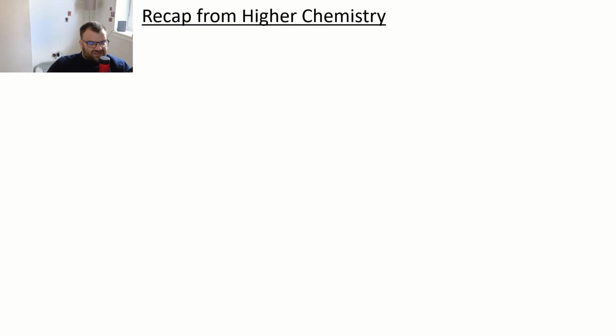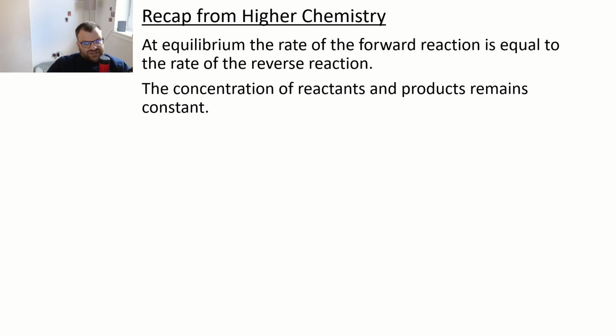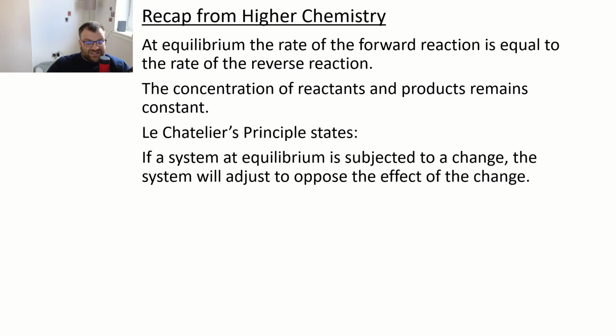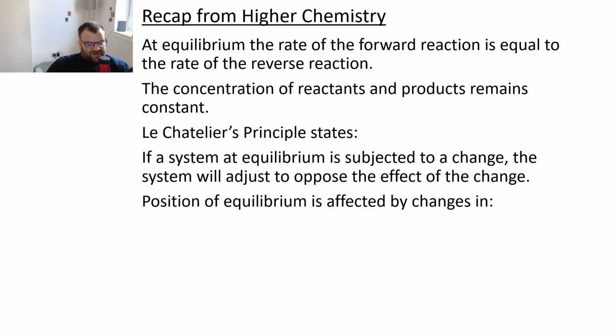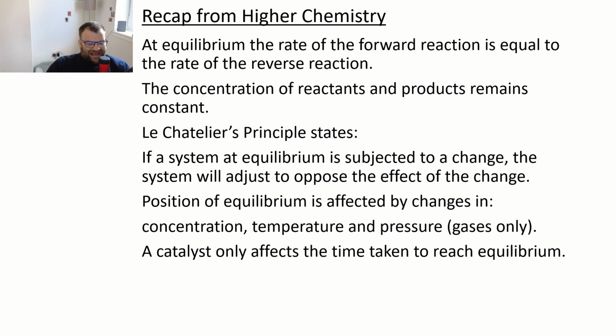Some of the key points that we need to know from that include: at equilibrium, the rate of the forward reaction and the rate of the reverse reaction are equal, and the concentrations of the reactants and products remain constant. Le Chatelier's principle states that if a system at equilibrium is subjected to a change, the system will adjust to oppose the effect of the change. The position of equilibrium is affected by changes in different factors, including concentration, temperature, and pressure, pressure for dealing with gases. A catalyst only affects the time it takes to reach equilibrium. It doesn't affect the position of equilibrium.